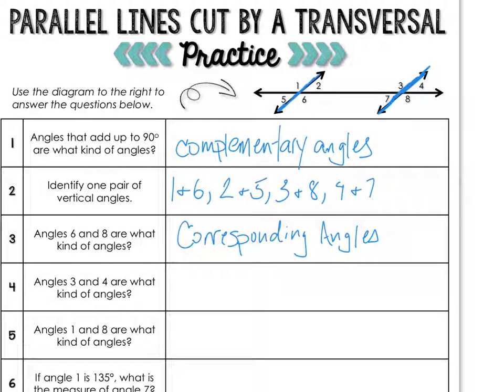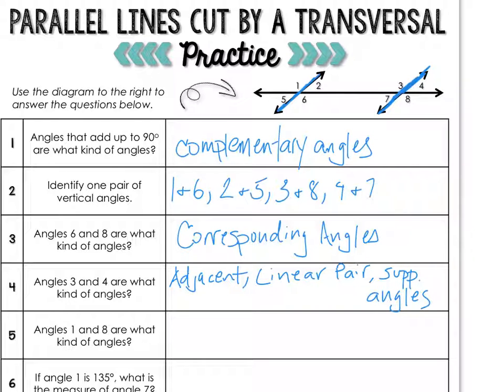Angles 3 and 4 are what kind of angles? Well, they're next to each other. So angles that are next to each other we call adjacent. As I mentioned earlier, they are a linear pair. But more than likely what it probably wants us to call these are supplementary angles, because angles 3 and 4 add up to 180. That's what a linear pair is, linear being they make 180 degrees.